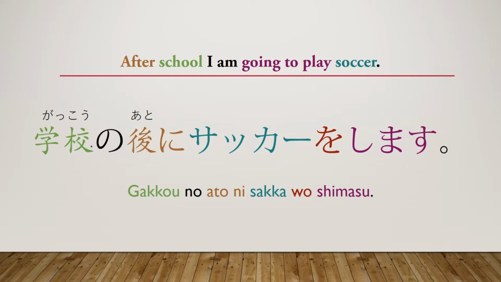So the first thing I want to go over here is we just have gakkou, that means school, and then no ato ni, which is after. So you're just saying after school. But then we have our noun o shimasu structure. This was in the basic example that I was talking about.